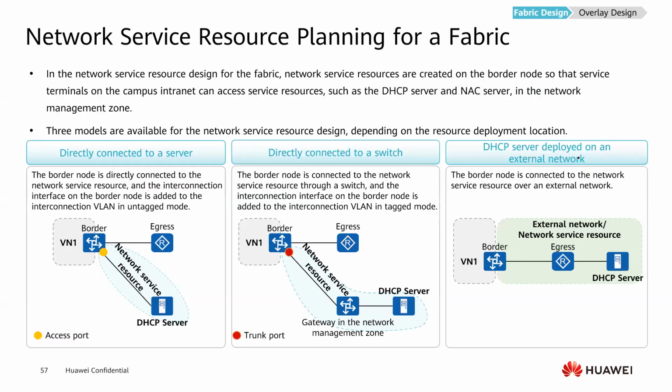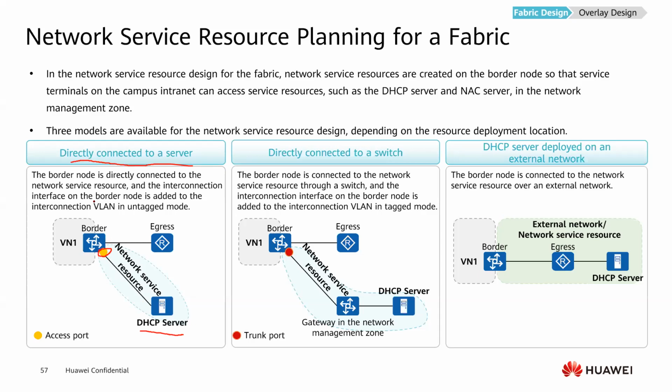And as usual, for the fabric network, you need to create the network service resources that can be accessed by the VNs. There are three kinds of modes for the border to connect to. One is directly connecting to the server. It means the border is directly connected to the specific server, and it just changes the interface connected to the server as an access point.